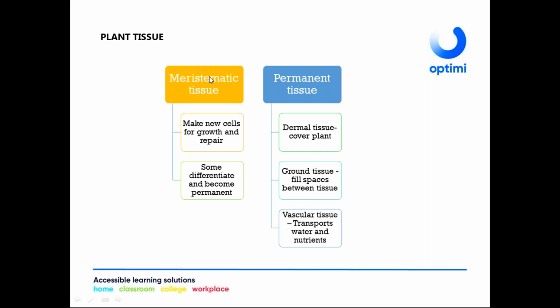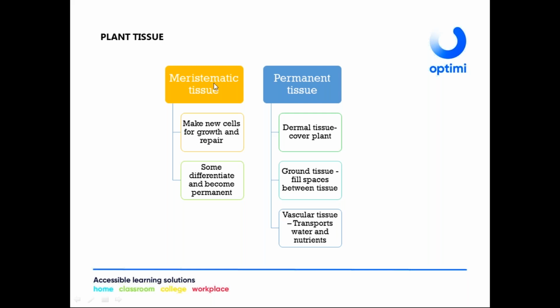So as we've seen in the previous slide, meristematic tissue divides throughout life. The function of meristematic tissue is to make new cells for growth and repair. So this is the tissue that's responsible for our growth and repairing damaged cells. For instance, if you get a cut somewhere in your body, your cells will start to divide to replace that tissue. While some of this differentiates and becomes permanent for a specific function.